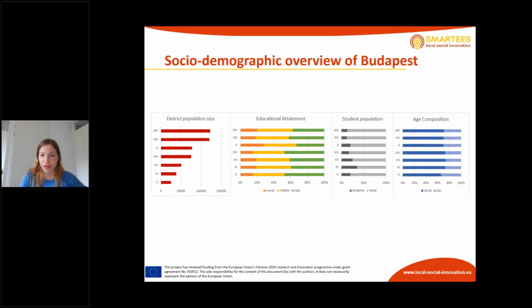The socio-demographic overview of Budapest looks like this. We see per district the size of the district. Per district we see the composition of educational attainment, how many of these populations are actually students, and the age composition per district. This may be important for district differences in how they would vote in this matter.